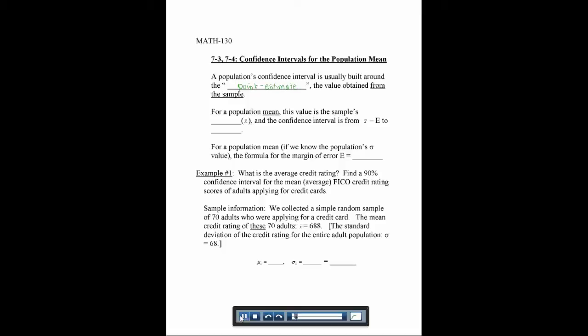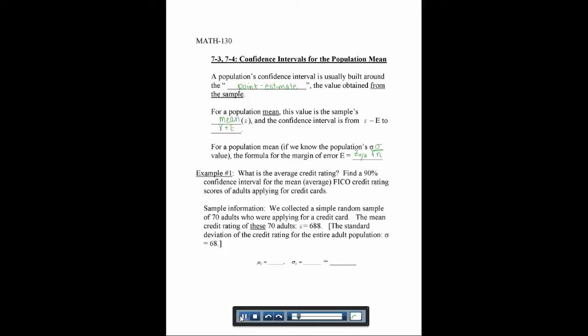So for a population mean, this should be no surprise, we use the sample's mean, which remember we call x bar. And our interval goes from x bar minus our margin of error, which we call E, up to x bar plus E. So just like we were doing for proportions, except now we'll be using a mean. And the formula for the margin of error, if we know the population standard deviation. So if you know the whole population standard deviation, the formula for the margin of error is the z alpha over 2 value, which are the same values that we had in section 7.2. Those don't change. And then the population standard deviation sigma over the square root of n.